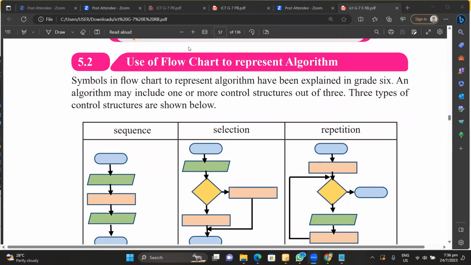Now this plan needs to be unambiguous. The plan needs to be unambiguous, which means it cannot be confusing. It should be unambiguous. That is why we are using a set of symbols.